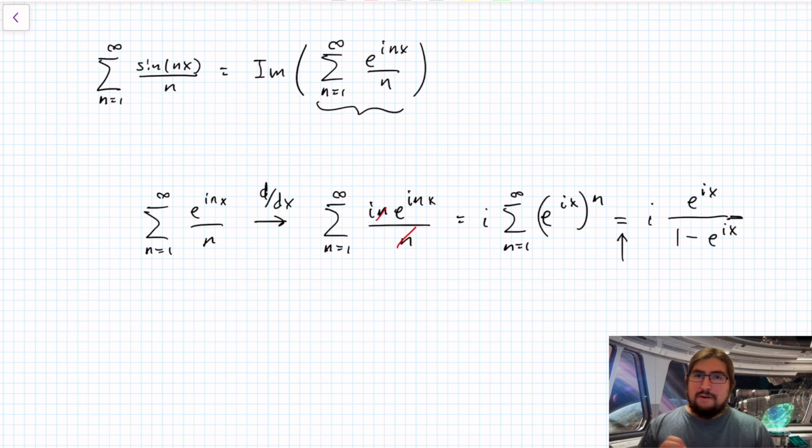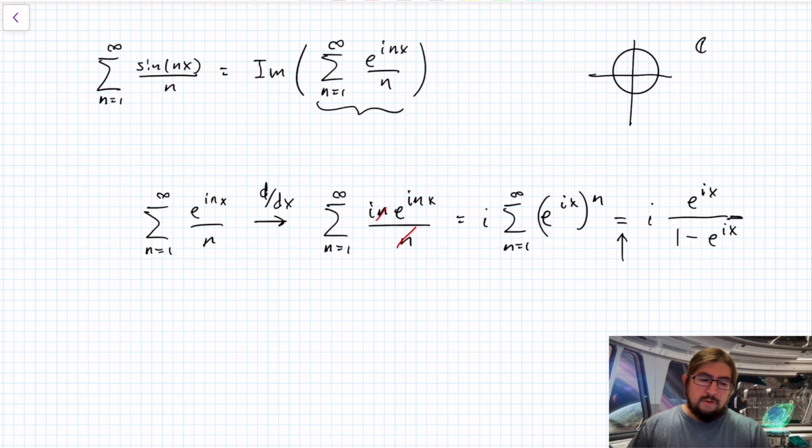But if you know anything about exponentials involving complex numbers, e to the ix actually lives on the unit circle. So in the complex plane, every point on the unit circle as a complex number is of the form e to the i theta.